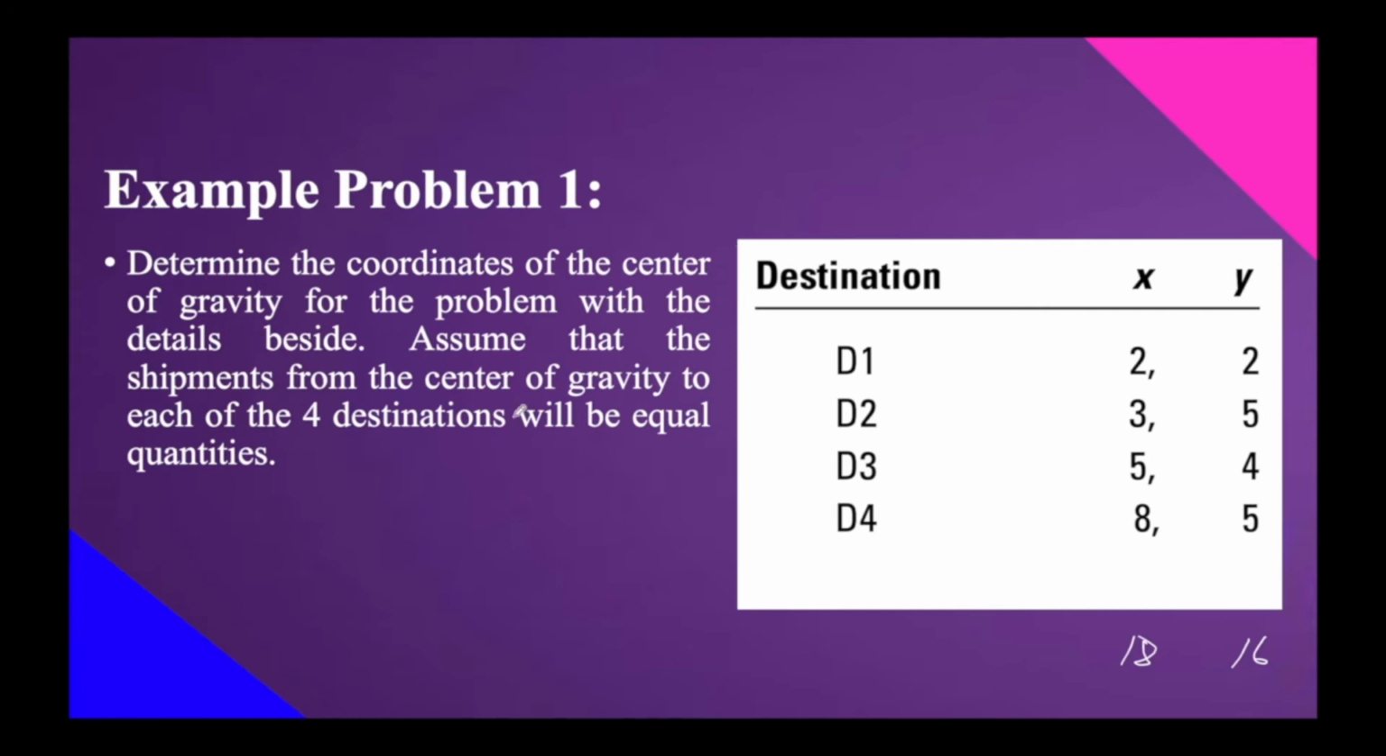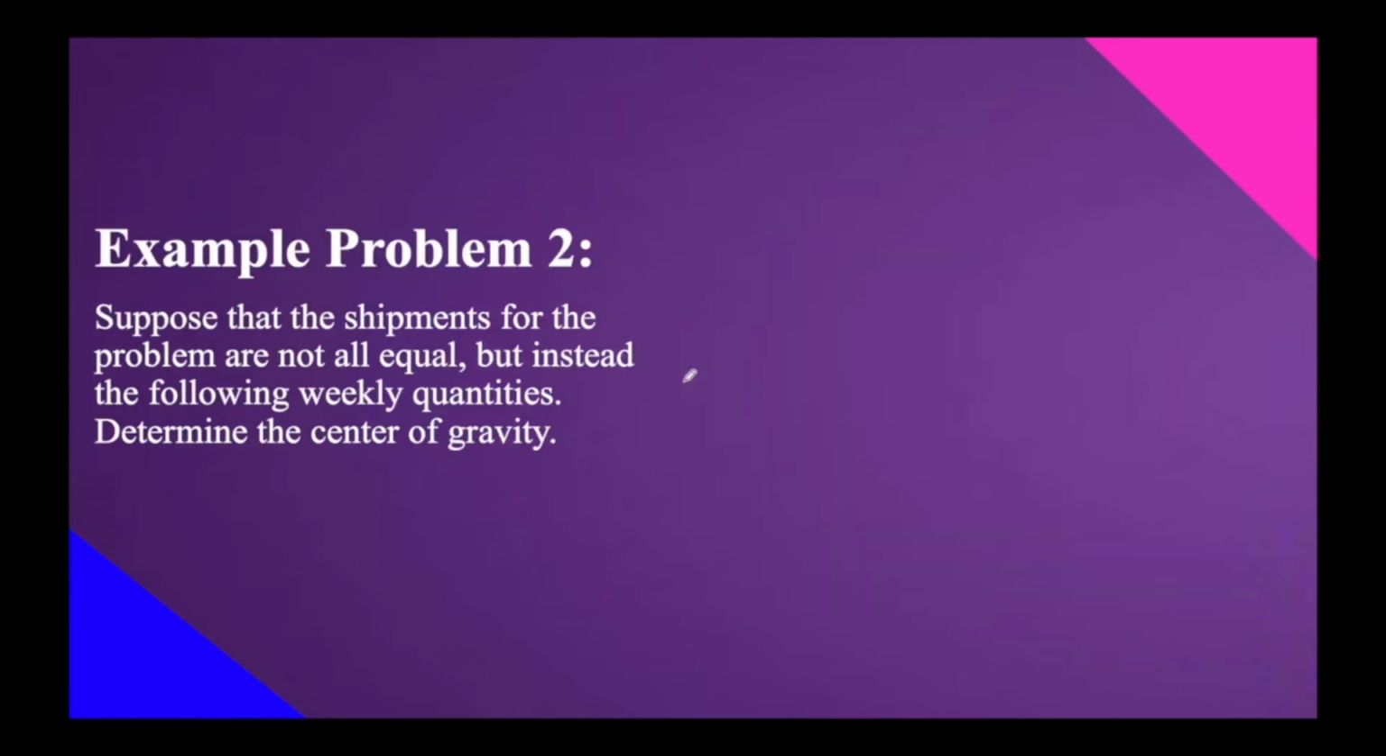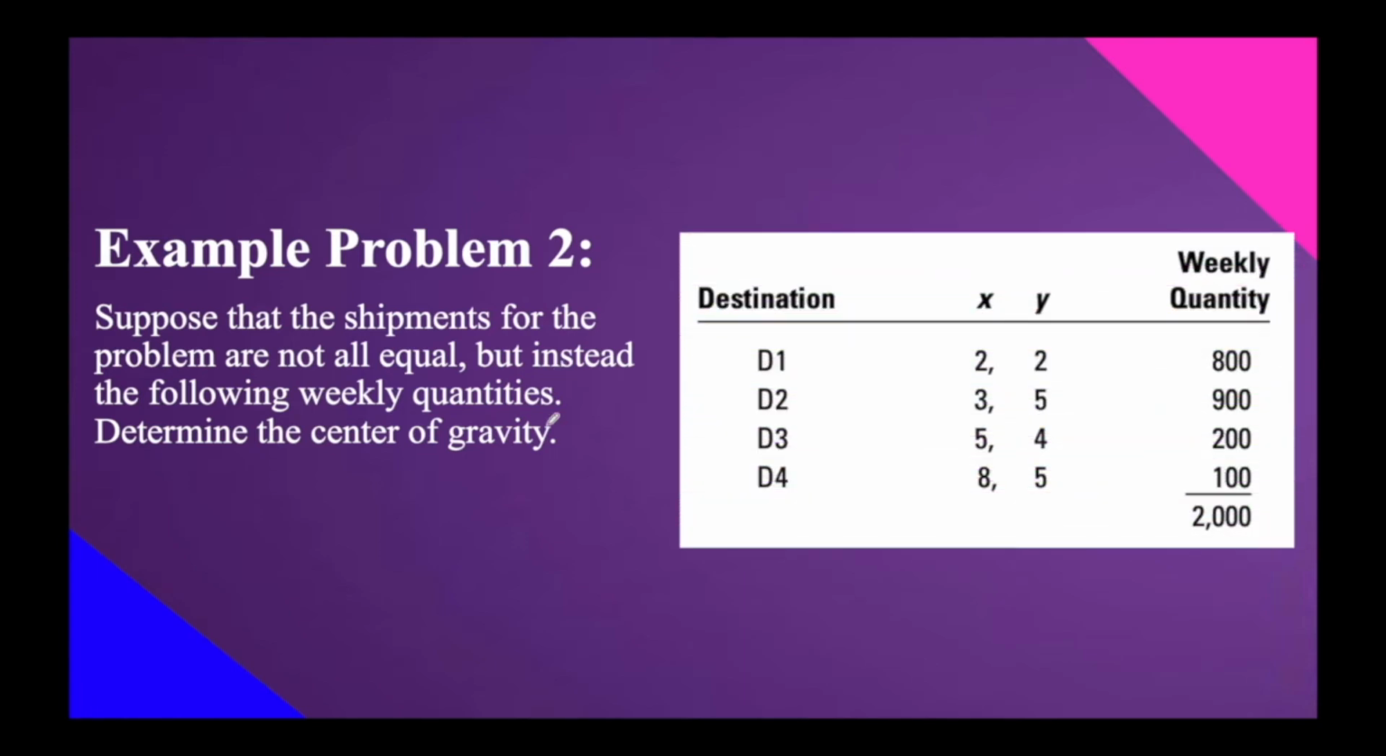Okay, ito, sabi ko, assume that the shipments from the center of gravity to each of the four destinations will be equal quantities. But if that is not of equal quantities, now we have the following weekly quantities. What will be now our center of gravity? Considering that we have another column here, which are the weekly quantity na ipapadala natin per destination.